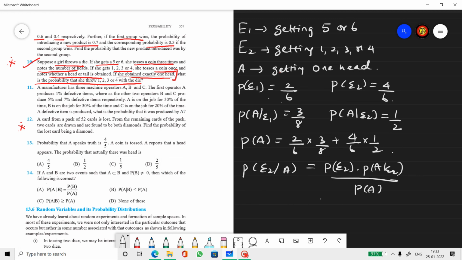So the first set of Bayes' theorem questions are over. You can try the 11th one on your own. And the rest of the questions I'll do in the next video.